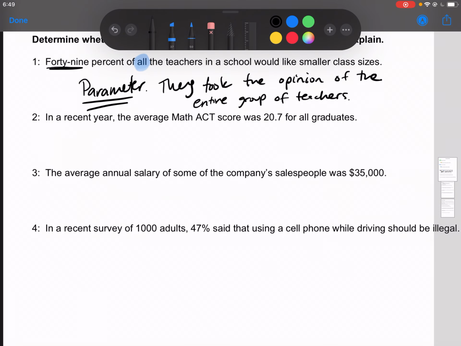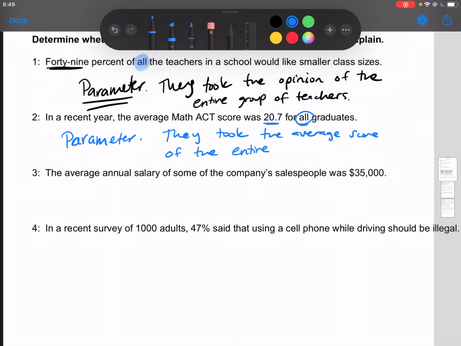The next one, in a recent year, the average math ACT score was 20.7 for all graduates. Once again, that word all is a huge key that we're talking about the population, which means the number, the 20.7, is a parameter. And so they took the average score of all graduates, of the entire group of graduates. So it's coming from the population.